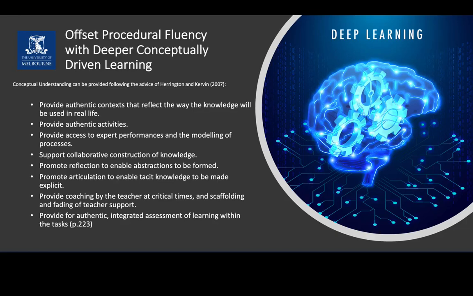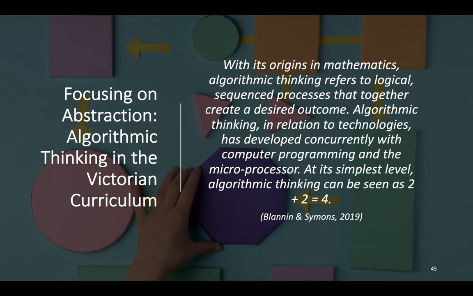Provide for authentic integrated assessment of learning within the tasks. So think about how the task itself can be used as a method for assessment. Are you going to create some sort of assessment matrices to go along with it? Are you going to look at the development of mathematical vocabulary as the students go through the activities? But do think about authentic assessment. So, focusing on abstraction and algorithmic thinking in the Victorian curriculum, one of the big things that utilising technology, for example a Raspberry Pi, allows for is the development of algorithmic thinking.